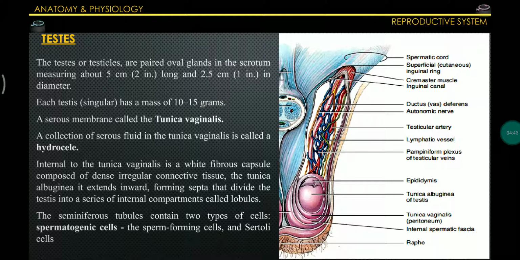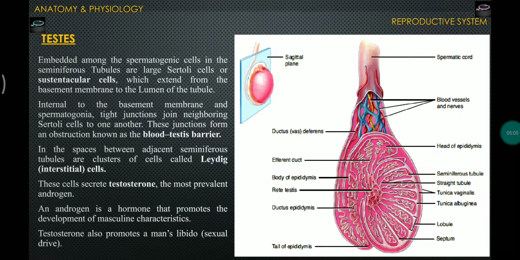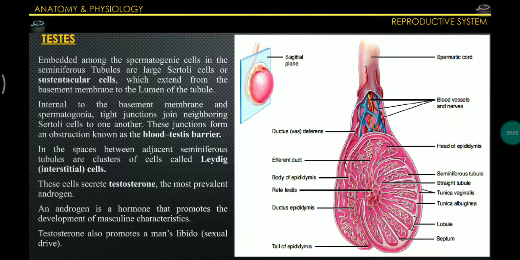The tunica albuginea invaginates to form lobes, or divides the testis into lobules. In the lobules there are tubule-like structures called seminiferous tubules, which help in the production of sperm cells. In the seminiferous tubules, there are some cells called Sertoli cells, which are present at the basement membrane.